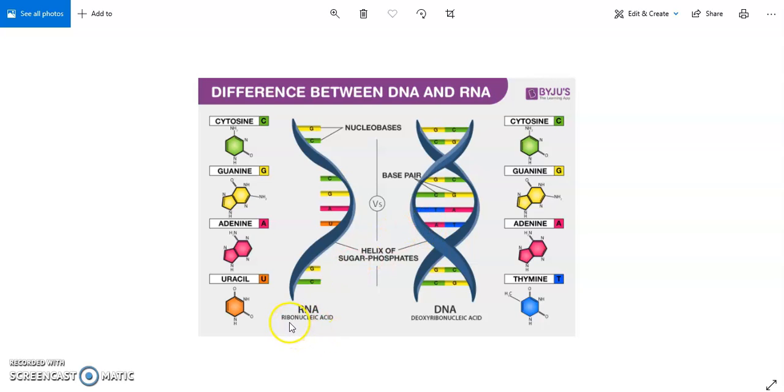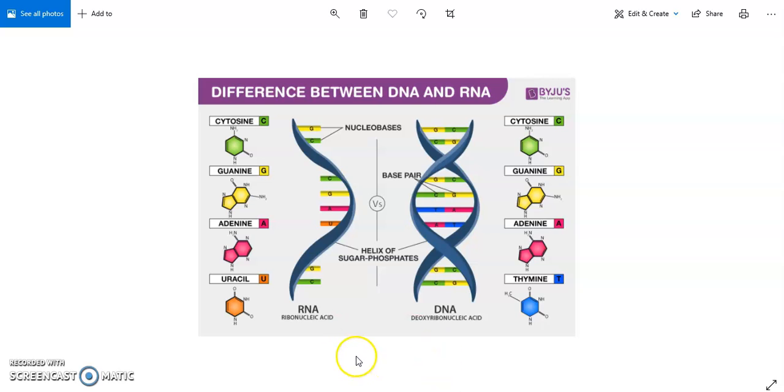Down here in the name, you can get an idea of the sugar. When it says ribonucleic acid, which is what RNA stands for, ribo is referring to the ribose sugar, R-I-B-O-S-E. So that's the sugar that's part of the RNA molecule. And then you'll notice deoxyribonucleic acid is the term for DNA. And so deoxyribose is the sugar that is part of the DNA molecule.